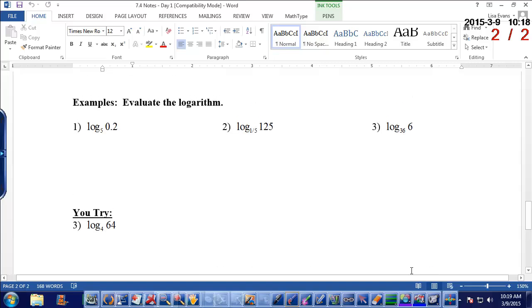Okay, now we're going to evaluate these. This is where it's a little tricky. We don't even have an equation. If there's no equation, that's what we're going to set it equal to, x. Go ahead, do that first. Now we're going to rewrite it in exponential form. So this becomes 5 to what power is going to give me 0.2. This one's a little tricky because you have to know what the fraction 0.2 is. That is 1/5. So we're going to say 5 to what power is going to be equal to 1/5.